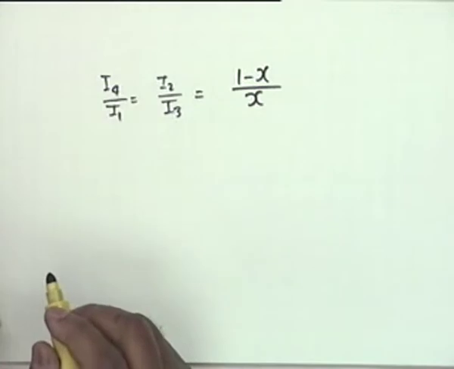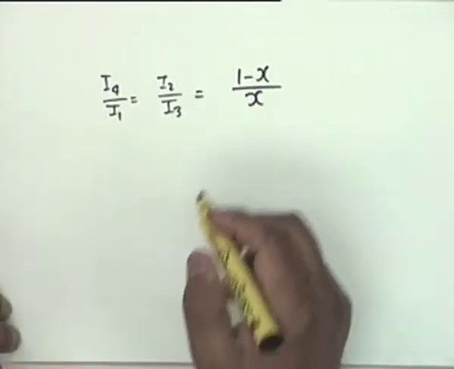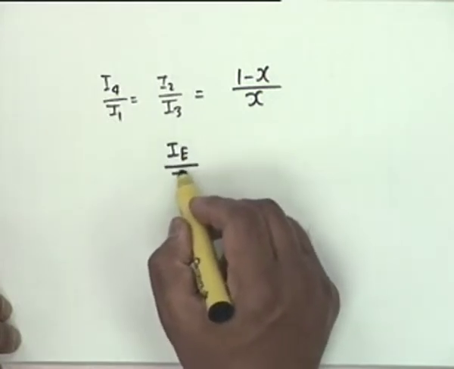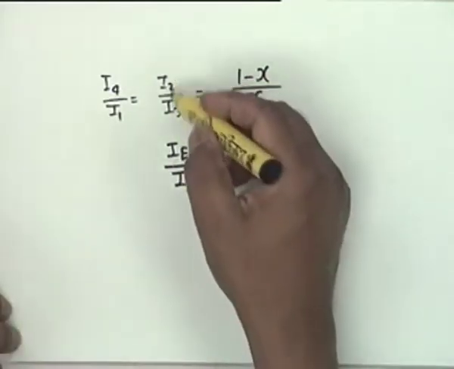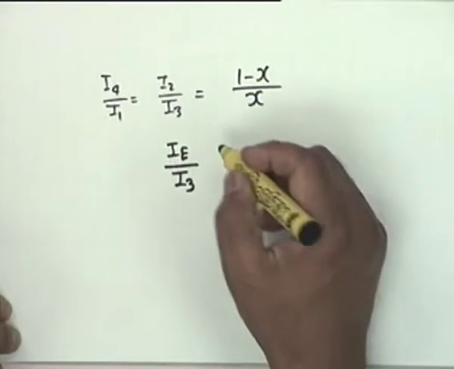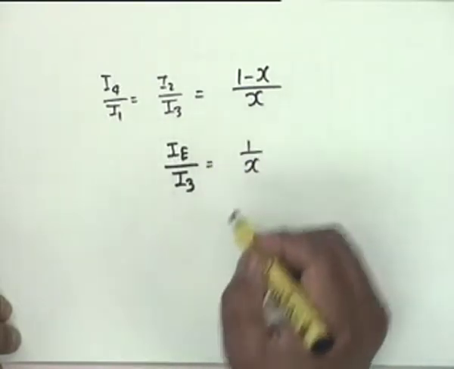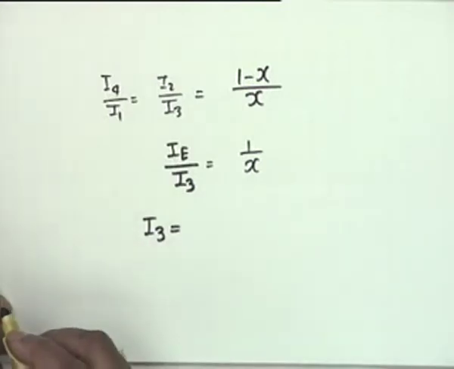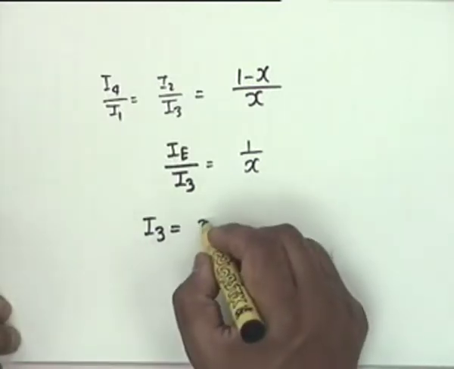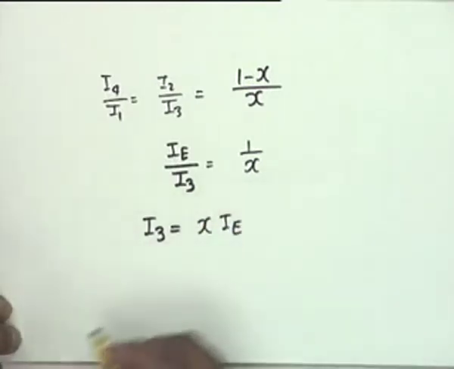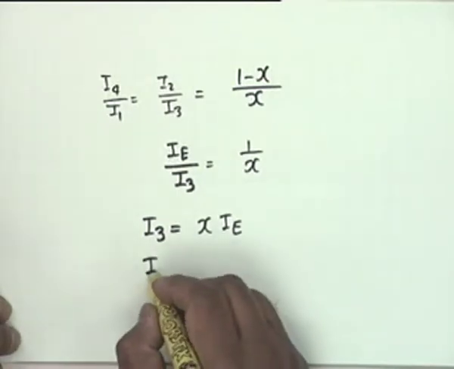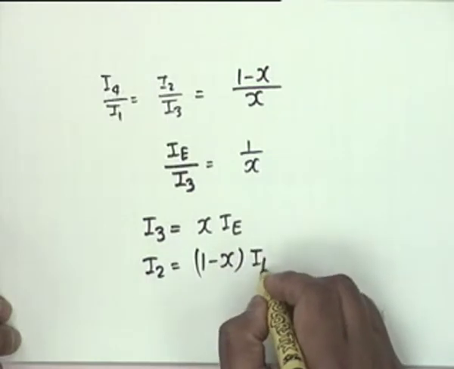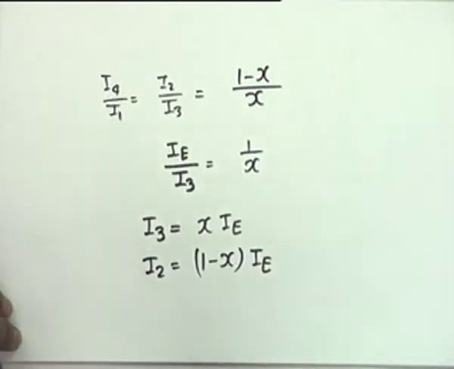Alright, let's add 1 to both sides. Then I get IE divided by I3, because I2 plus I3 is IE. This would be equal to 1 over X. And therefore I3 is equal to X IE. And therefore what is I2? Obviously 1 minus X times IE. Is the point clear?